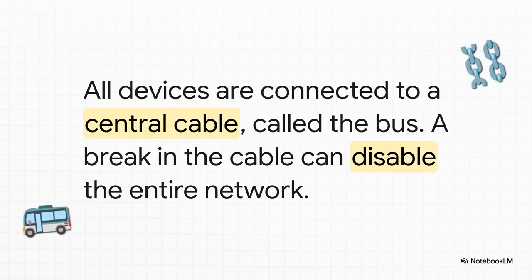The simplest design, the most basic one, is the bus topology. Just imagine one long main road. All the houses, or in our case, all the devices, connect directly to that single road. Now, it's super cheap and easy to set up, but you can probably see the problem, right? If there's a break anywhere in that main road, the whole street gets cut off. It's a massive single point of failure.